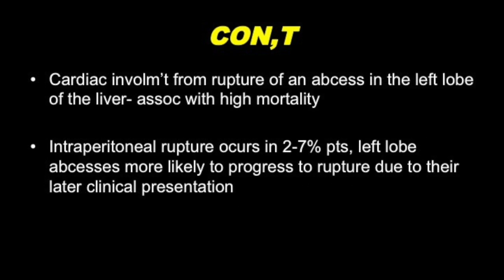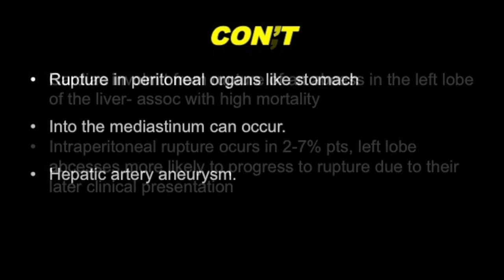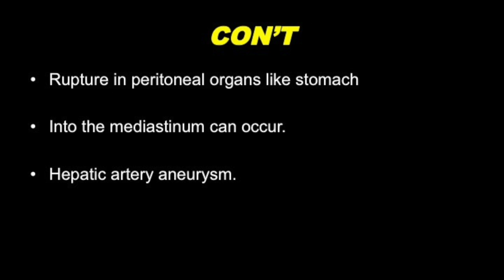Yeah, cardiac involvement can occur, but, like I said already, from rupture of abscesses that are in the left lobe of the liver, and it's associated with high mortality. And then also intraperitoneal rupture, which occurs in 2 to 7% of patients with especially Entamoeba histolytica liver abscesses. It's usually mostly in those with the left lobe abscess, because their presentation may not be so overt, and their diagnosis takes longer. Yeah, and they present later. So rupture can still occur into peritoneal organs like the stomach, into the mediastinum, and there are others that have been associated with hepatic artery aneurysm. The artery gets enlarged.